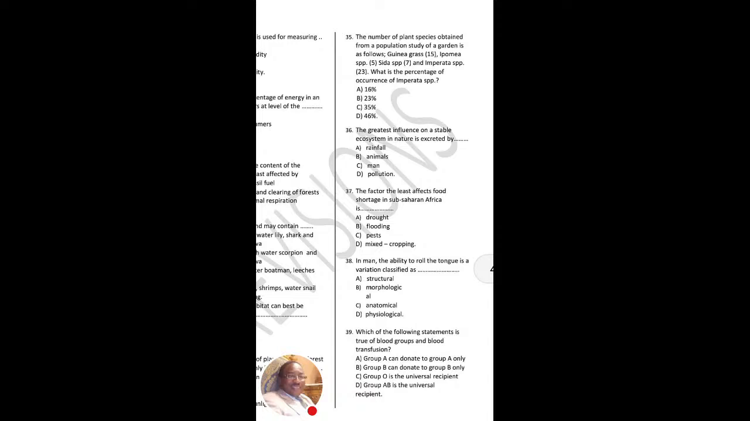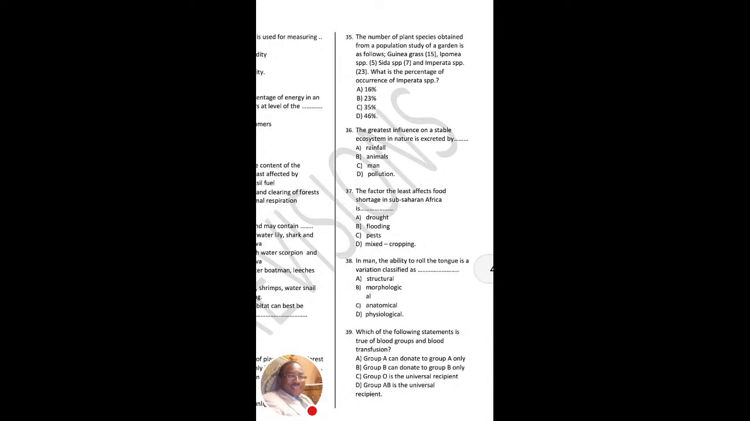Number 36. The greatest influence on a stable ecosystem in nature is exerted by rainfall, animal, man, pollution. It is man that exerts the greatest influence on stability of an ecosystem, because man can cause pollution. Man can cause damage to the ecosystem.